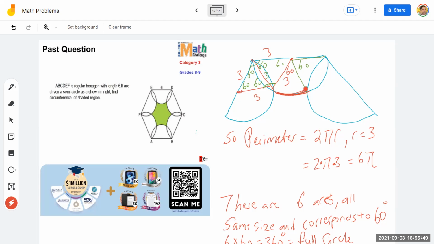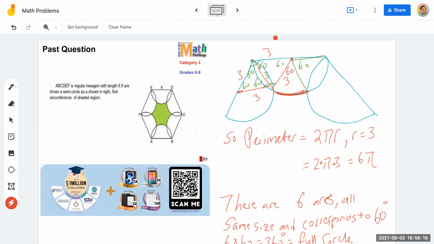It means this sector has an arc of 60 degrees. And how many such do we have? 1, 2, 3, 4, 5, 6. So if we put all these together, it will make just a circle with radius 3. So what we need to calculate is the perimeter of a circle with radius 3. So 2 pi r, which is equal to 6 pi.